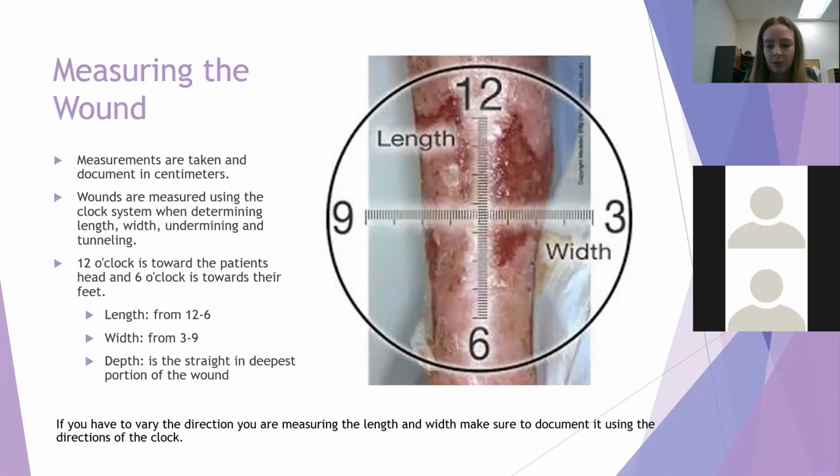And for the anatomical position, that's why I had the Da Vinci man, it's what you're using to determine the position. And then if you have to vary the direction you're measuring the length or width because of the way the wound is set, make sure you document how you measured it using the directions of the clock to keep it consistent for every measurement.